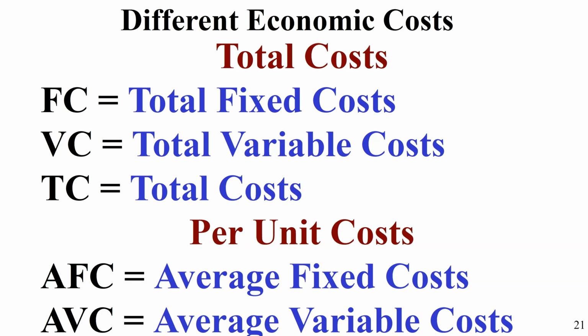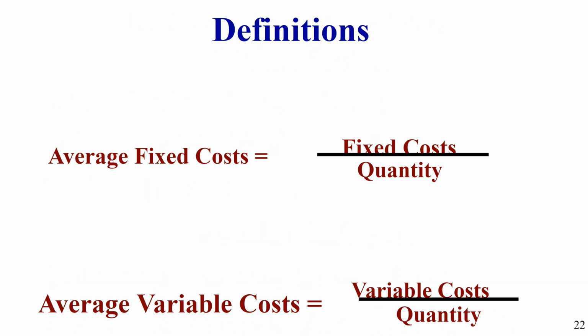If we look at per unit costs, notice the AFC is the average fixed cost. Basically taking the total fixed cost, dividing it by the quantity, that's going to give you your average fixed cost. The average variable cost is going to do the same. You're going to take the total variable cost, divide it by the quantity. That's going to give you the average variable cost. And there's another slide coming up that I think will help break that down as well.